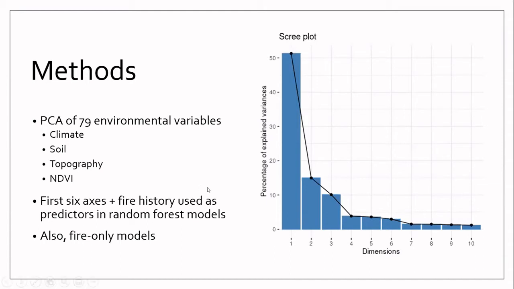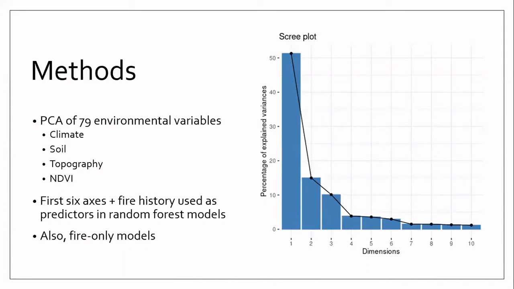And then I took the first 6 axes and fire history and used them as predictors in random forest models. I used the first 6 axes, which show quite a gradual decrease in the explained variance of the PC axes. Usually you see a much stronger drop off, but it seemed like there was some variation getting accounted for in the later axes. And so I used these as predictors as well. And then I used a fire only model as well.